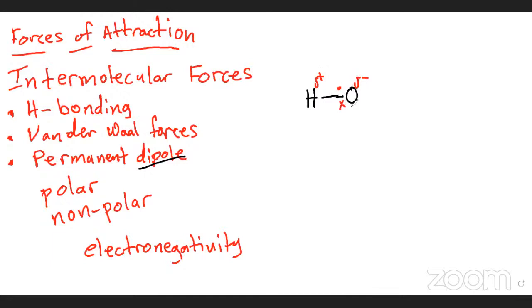So when you have an electronegative atom bonded to one that is not, the bond is going to be polar. And so we get a dipole because of the positive end and the negative end. Two poles, that is a dipole. So once you have a dipole, the molecule is said to be polar. All right.